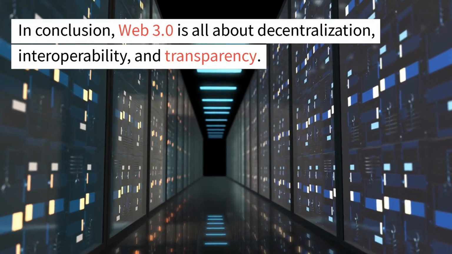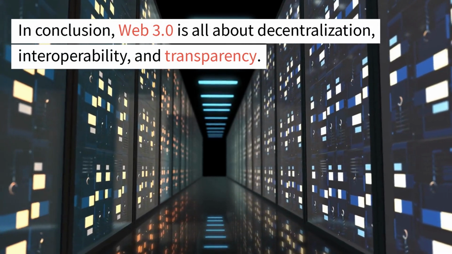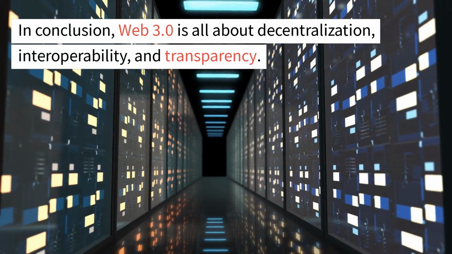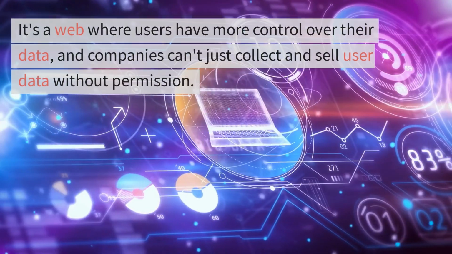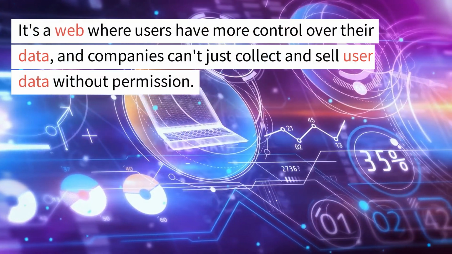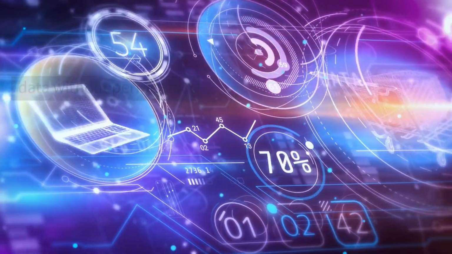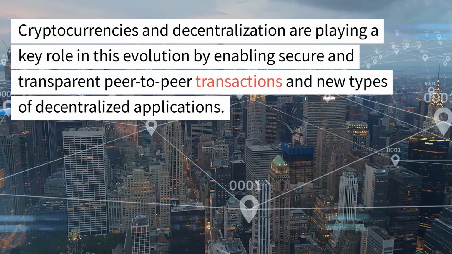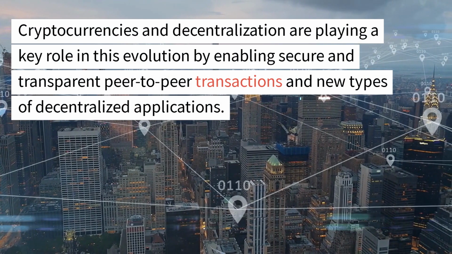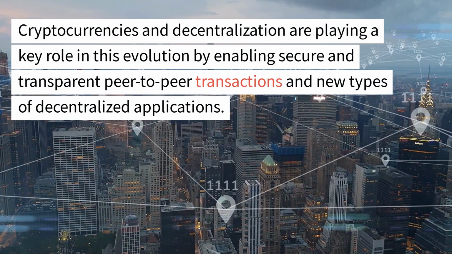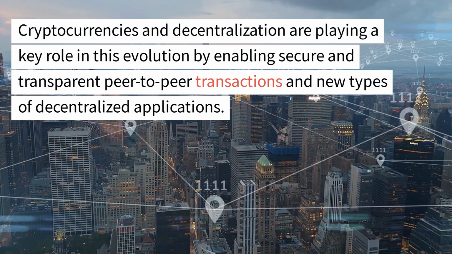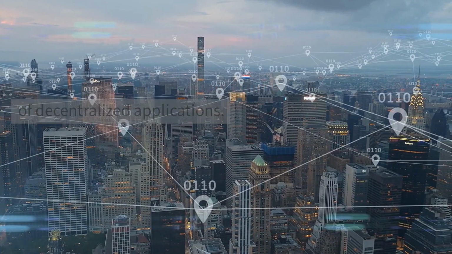In conclusion, Web 3.0 is all about decentralization, interoperability, and transparency. It's a web where users have more control over their data, and companies can't just collect and sell user data without permission. Cryptocurrencies and decentralization are playing a key role in this evolution by enabling secure and transparent peer-to-peer transactions and new types of decentralized applications.